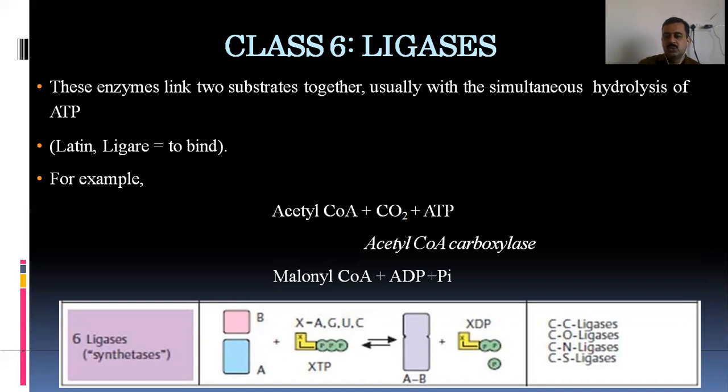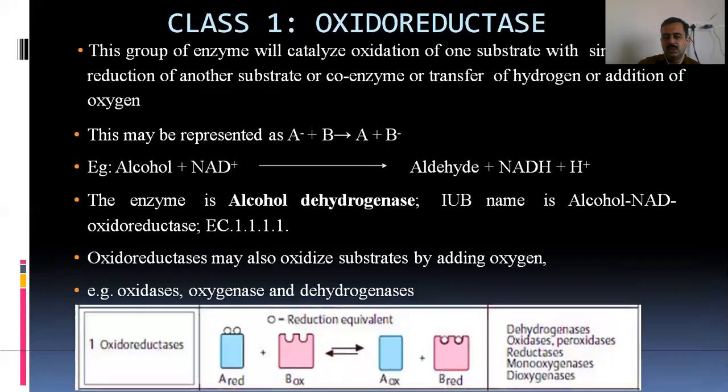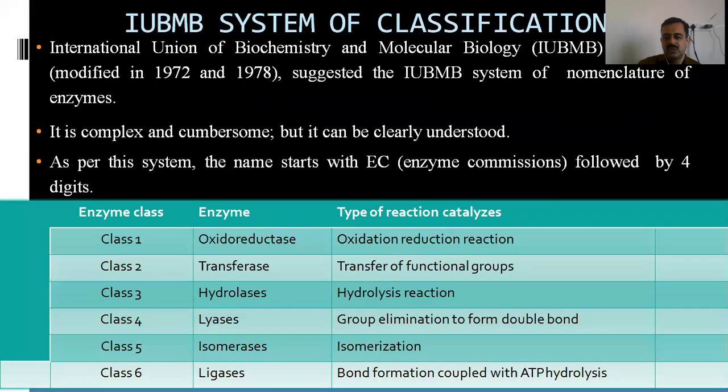So what we have learned in this chapter today is the various classes of enzymes: six classes, namely oxidoreductases, transferases, hydrolases, lyases, isomerases, and ligases, with their various specificities in reactions and their examples. This is an important part that usually comes up in the examination also.